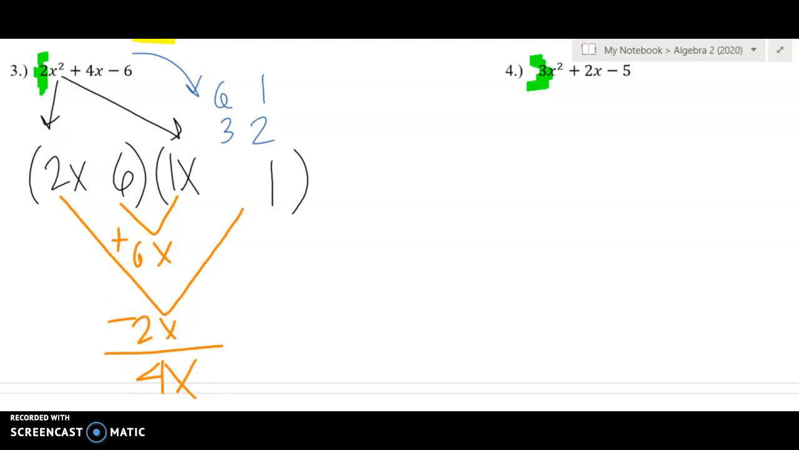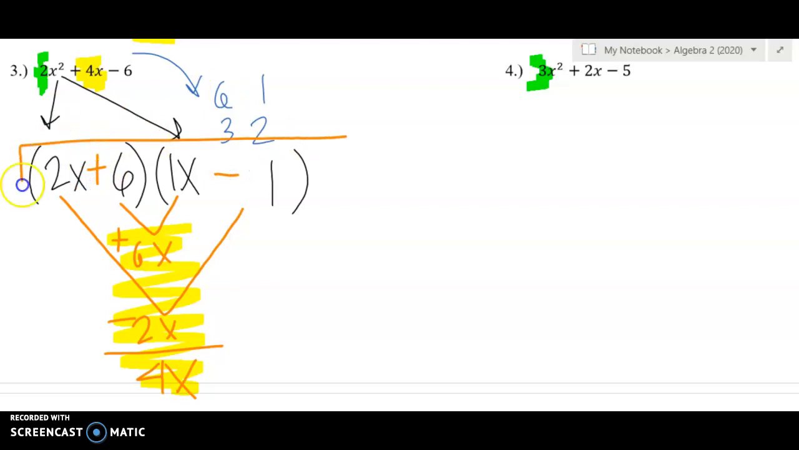That gets me the 4x squared that I want. Again, I'll highlight that yellow so you know that that's going to match. That means the 6 has to be positive and the 1 has to be negative. And that would be acceptable.